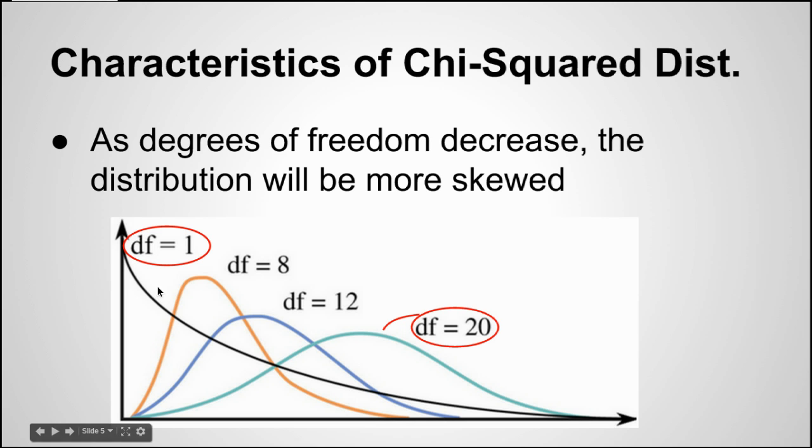As you can see here, the black curve represents a distribution with only 1 degree of freedom, but the tealish green curve represents a distribution with 20 degrees of freedom. As you can see, the distribution with 20 degrees of freedom looks more normal than the distribution with only 1 degree of freedom.